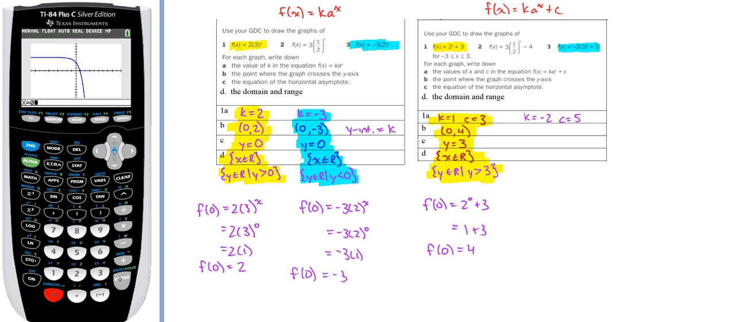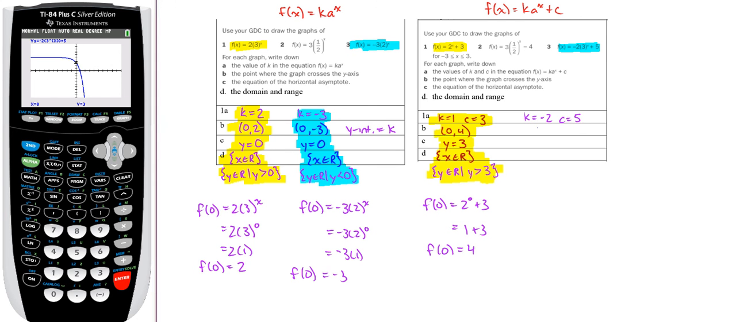Our y-intercept appears to be at 3. And if we just double check this, we get y equals 3. And again, algebraically, we would get -2 times 3 to the power of 0 plus 5. And so when we simplify that, we get -2 times 1 plus 5, and -2 plus 5 is 3. So that's why that makes sense.